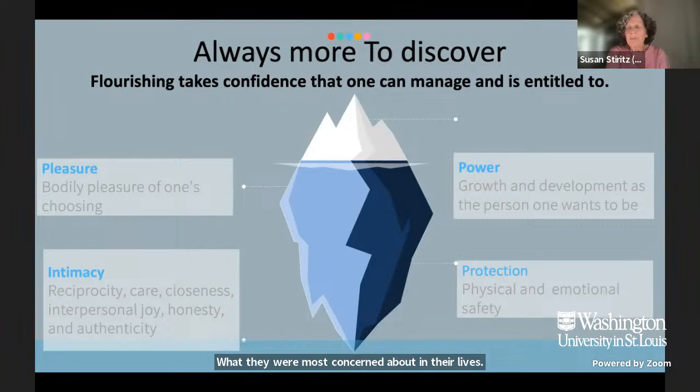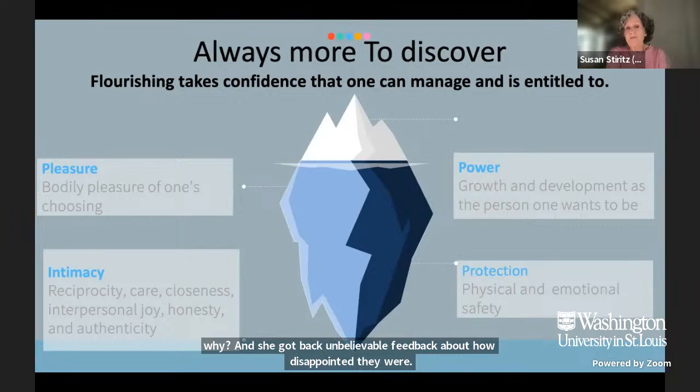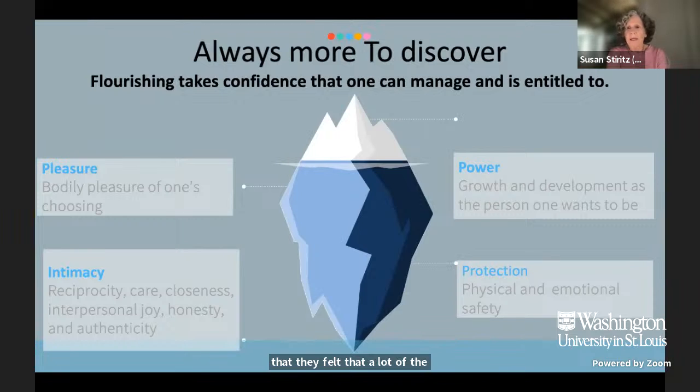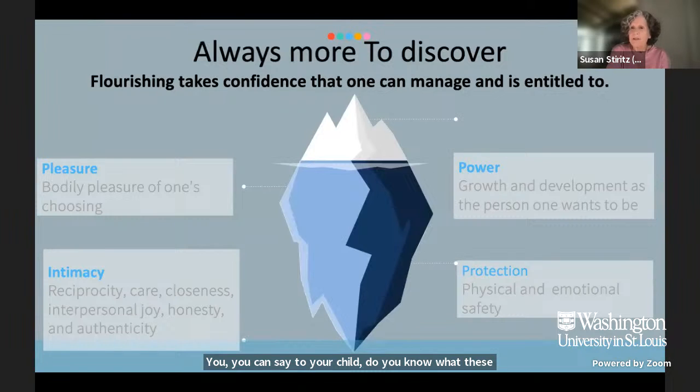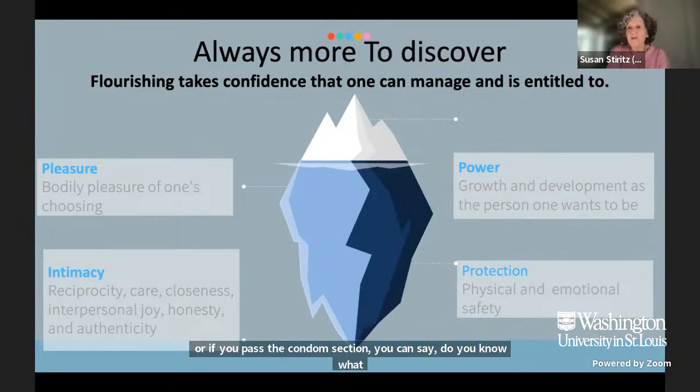And why. She got back unbelievable feedback about how disappointed they were in the relationship they had with their mother, and that a lot of the reason they had a distant relationship is that mother and daughter had not shared what they knew about sex, what questions they had. They hadn't looked up things together to ascertain what was fact and what wasn't. Talking to your child continually about sexuality helps. If you're in the grocery store and you pass menstruation products, you can say to your child, do you know what these are for? And then have a little conversation. Or if you pass the condom section, you can say, do you know what these are? And if they say yes, you can say, oh, where did you find out? And you can find out who they're talking to.